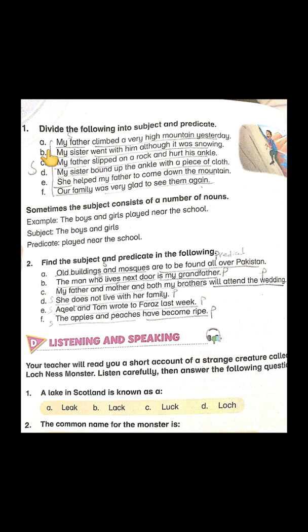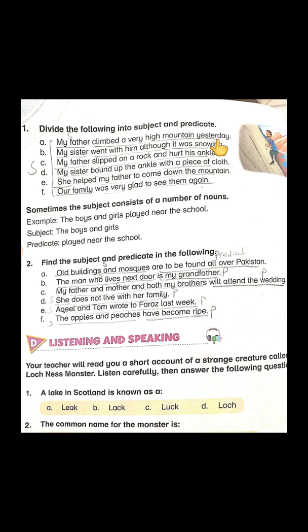See? My father climbed a very high mountain yesterday. What is the subject here? What is the performer of the action? My father. Underline my father as subject. And students, what did we say about the predicate? That the predicate is something that talks about the subject, what it has done. So climbed a very high mountain yesterday is our predicate.